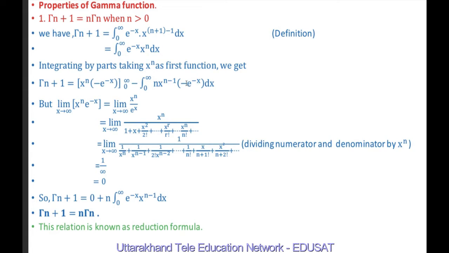Here we have minus, and this is also minus, so it is plus. n is constant. We are integrating with respect to x. So n times the integral from 0 to infinity e raised to power minus x, x raised to power n minus 1 dx, and this is nothing but gamma n. So gamma n plus 1 is equal to n gamma n. And this formula is called the reduction formula.